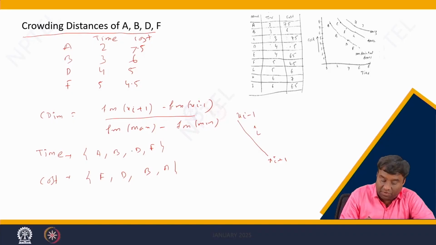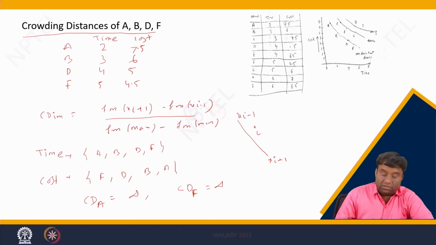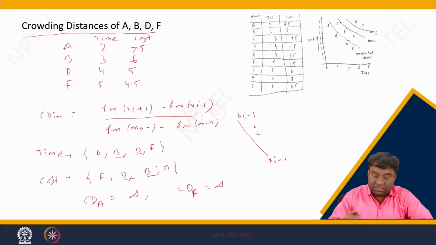So at the boundary point, it is a less crowded area already. So the crowd distance of point A you can write as infinity. The crowd distance of F you can also write as infinite, because they are already in the boundary region, meaning the less crowded area. Okay, so now we need to find the crowd distance of B and D. So this is the formula.